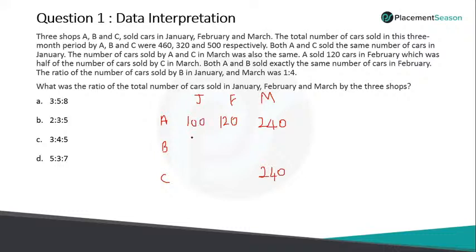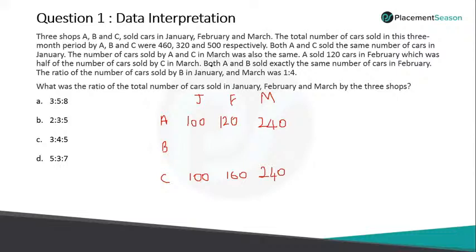We got it. Right, and also we know that both A and C sold the same number of cars in January. So A and C January numbers should be the same. So this also should be 100, and totally together C should be 500, that we know. So 100 plus 240 is 340. The remaining should be 160. So that also we got. Now we have to find for B.